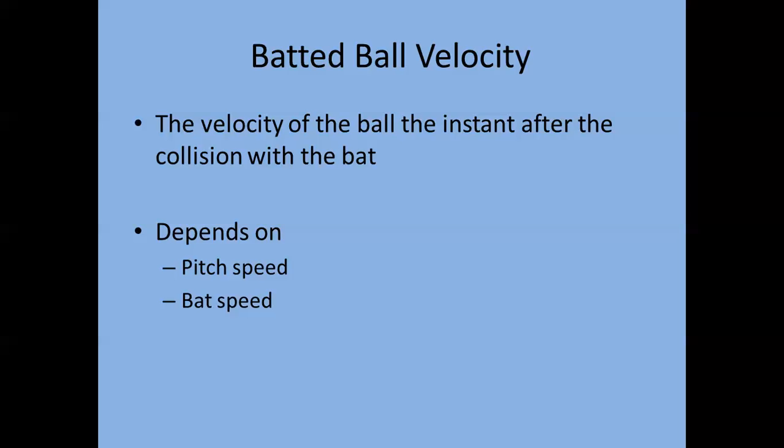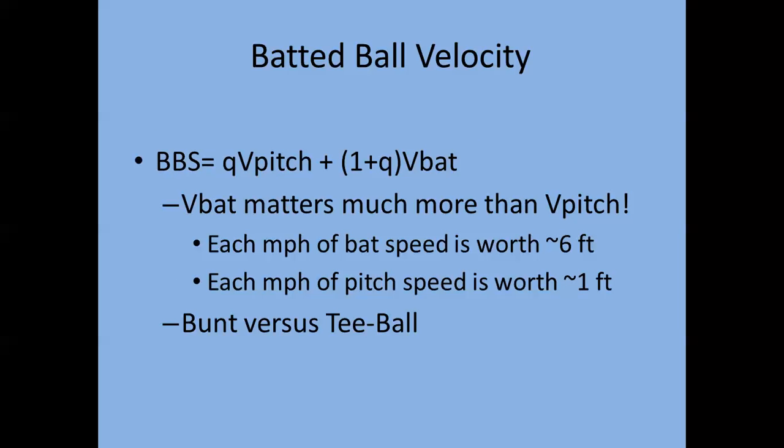It depends on both the speed of the pitch and the speed of the bat. This is an equation for the batted ball speed. A typical value for q is 0.2. As you can see, the coefficient in front of the velocity of the bat is greater than the coefficient in front of the velocity of the pitch. In fact, each mile per hour of bat speed is worth approximately 6 feet, and each mile per hour of pitch speed is worth approximately 1 foot. This explains why a ball that is hit off of a tee usually travels farther than a bunted ball.